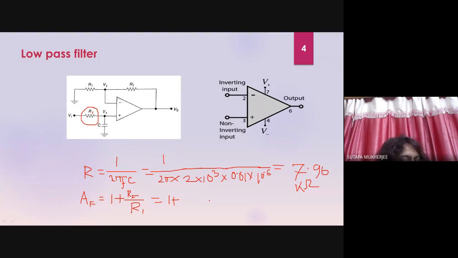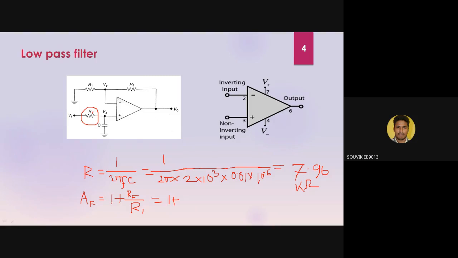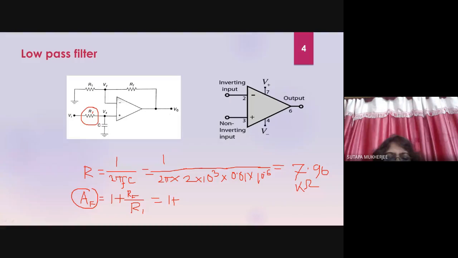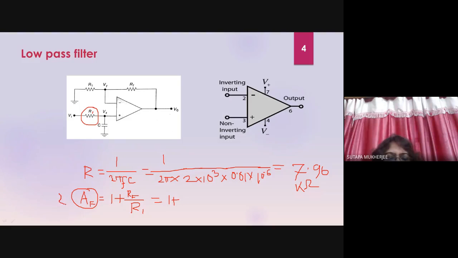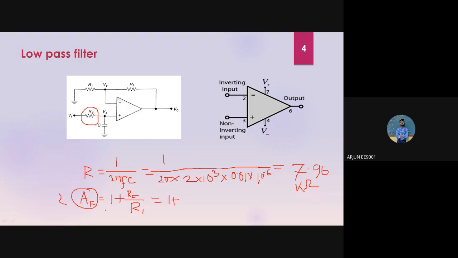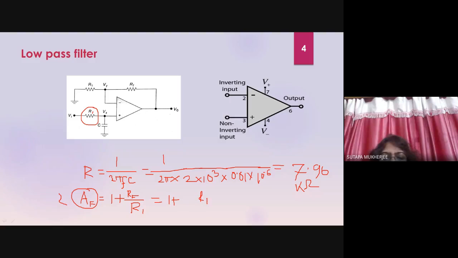Now put it. What is AF? The main thing is, what is AF? 2. So 2 minus 1 will be equal to 1. Then RF by R1 will be equal to 1. Got it? AF is 2, so put 2 here: 2 equals 1 plus RF by R1. Then RF by R1 equals 1, so RF equals R1.